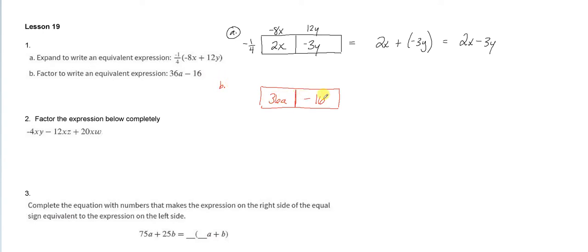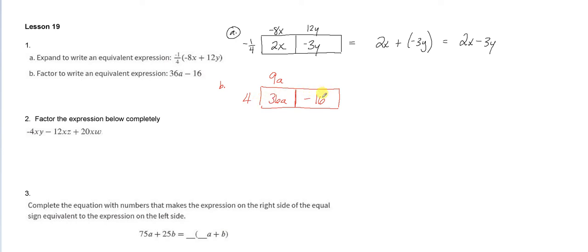And with 36 and 16, the number that comes to my mind first is 4. That goes into both of them. So I'm gonna factor out a 4 and see what happens. And so on top, what could I have multiplied 4 by to get 36a? I'm going to use a 9a, because that product equals the area inside. And then the same thing over here.